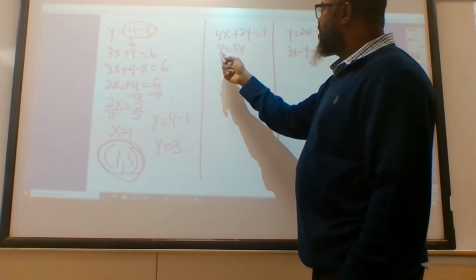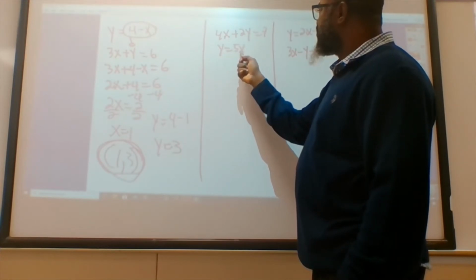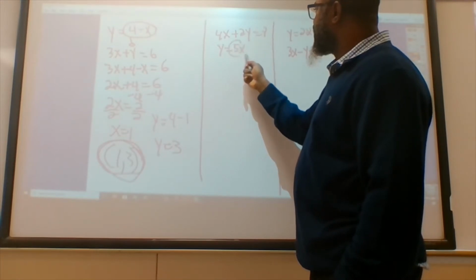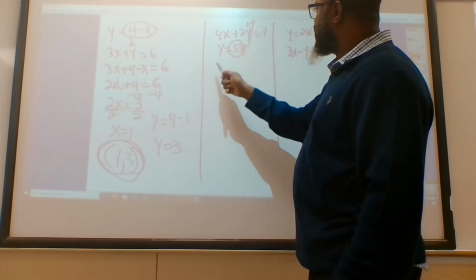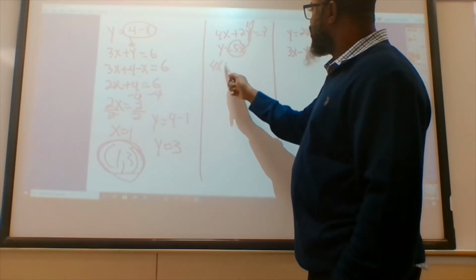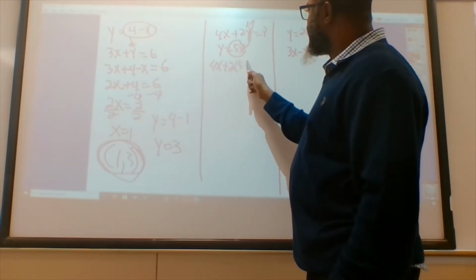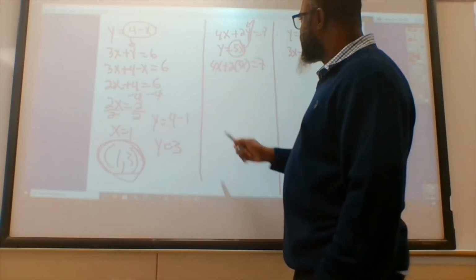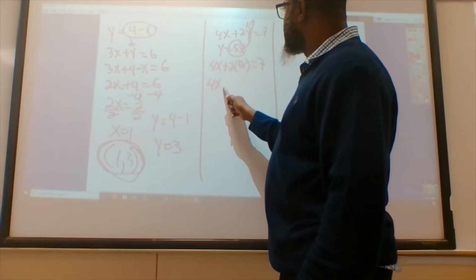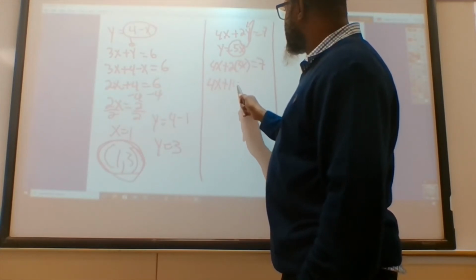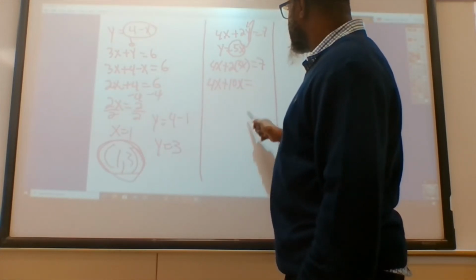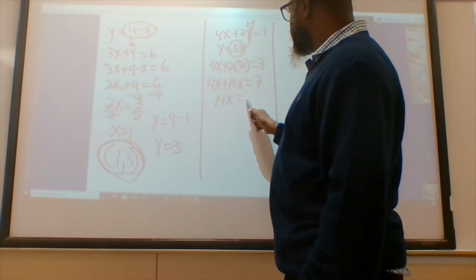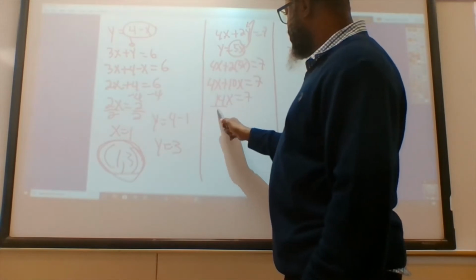Y is equal to 5x. So I'm going to come here. I'm going to replace y here. So I will have 4x plus 2 times 5x is equal to 7. So I will have 4x plus 10x is equal to 7. So it will be 14x is equal to 7, divided by 14.